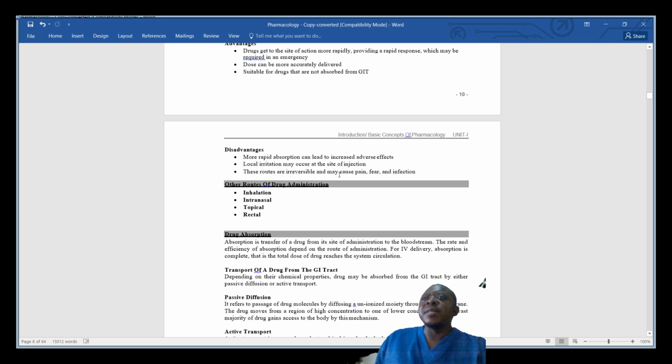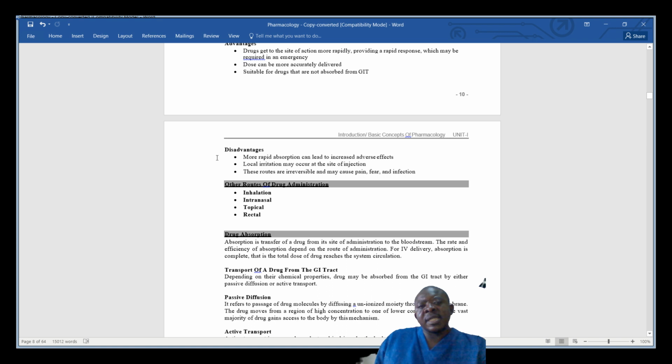As you administer the drug, it also causes irritation to the blood vessel and irritation to the skin. The area where the drug is being administered is going to have local irritation. So local irritation may occur at the site of the injection. Then these routes are irreversible and may cause pain, fear, and infection.